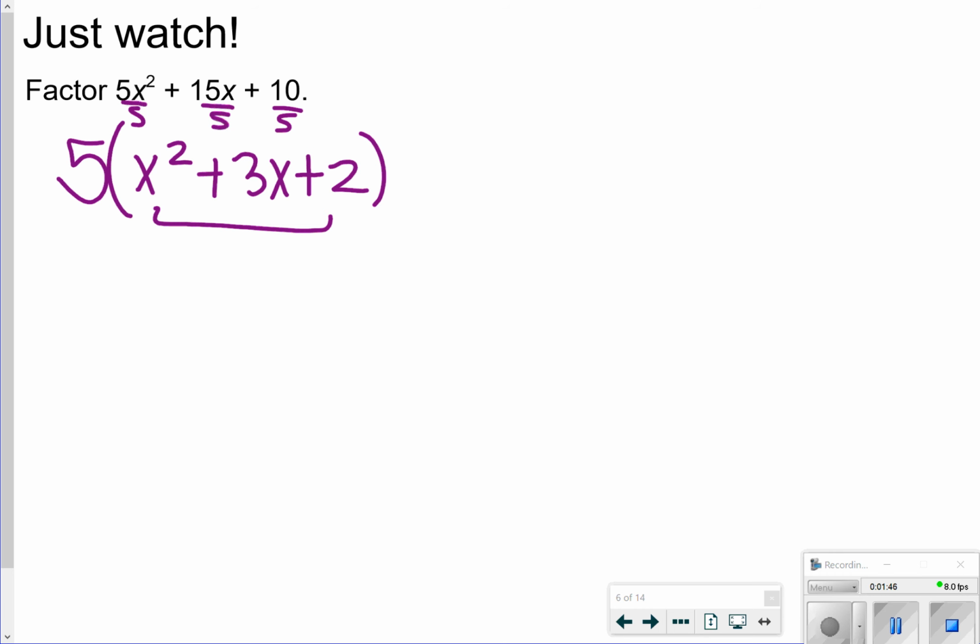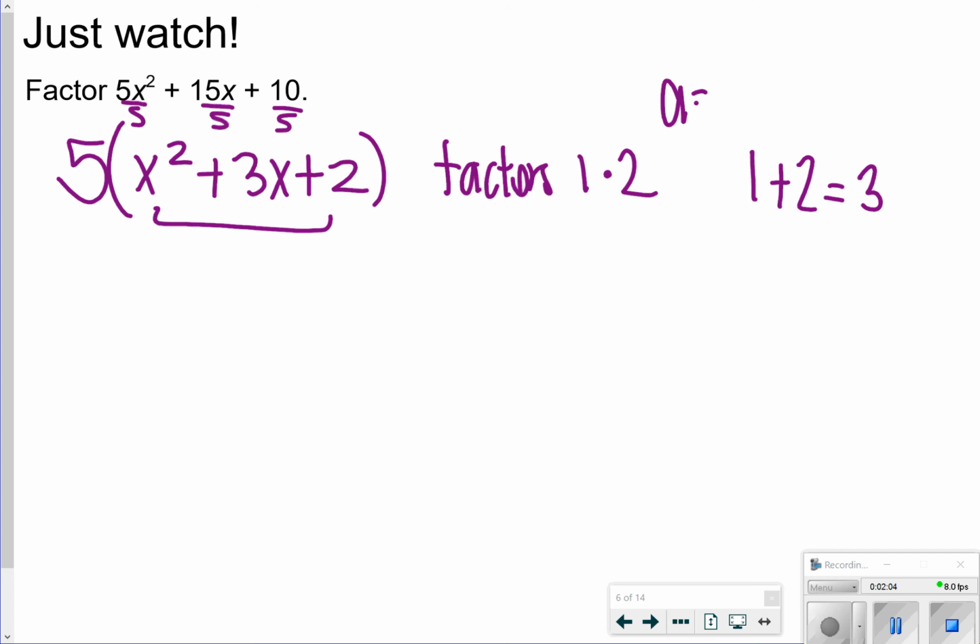Remember we tried to figure out, well, what has a factor? What are the factors of 2 that would also add up to 3? And those factors are 1 and 2. Because 1 plus 2 also equals 3. And we're able to simply do that because a, that first number, is equal to 1. Today we're going to be seeing some different numbers where a does not equal 1, so we're going to make sure we understand that as well.